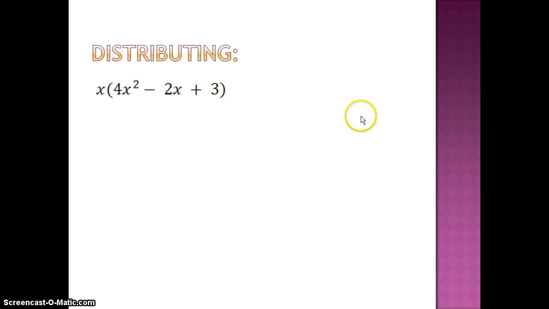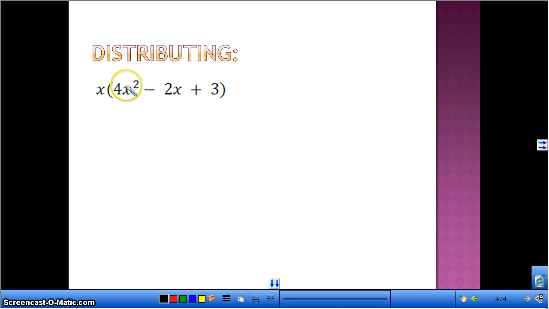All right, so we're going to start off with distributing here. I'm going to distribute this x on the outside to all three terms on the inside. So I'm going to multiply this trinomial by x. So once, twice, and 3 times.